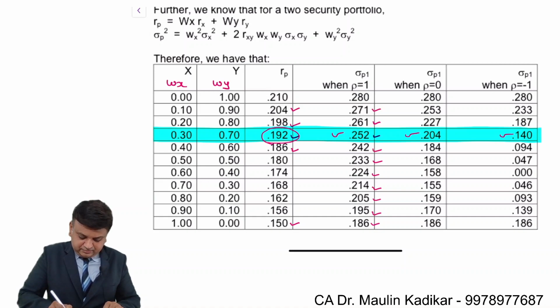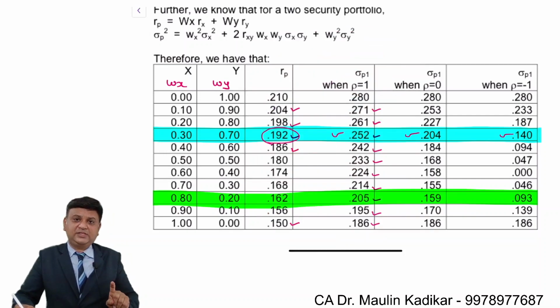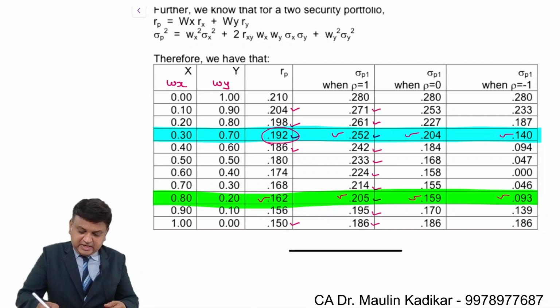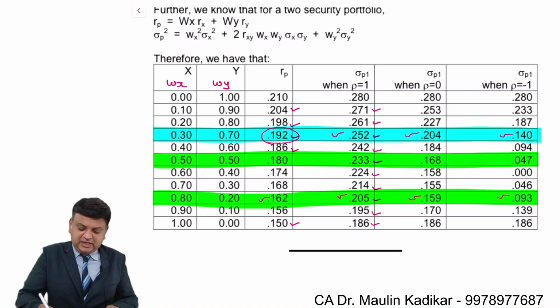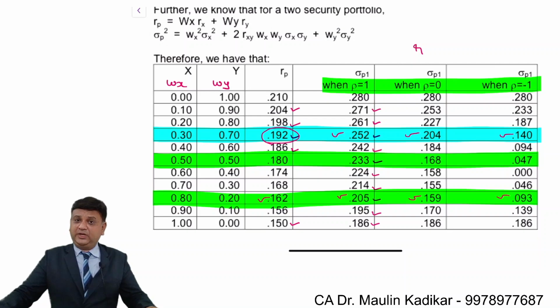You take some other value. Let us take this value. In that case, again you will see that with the reduction in r, risk reduces. The return of the portfolio is going to remain the same. Again, you take any other value over here, risk reduces, however the return of the portfolio is remaining the same. And this is basically the effect of r. That is, with the reduction in the correlation coefficient, the standard deviation of the portfolio is going to reduce.